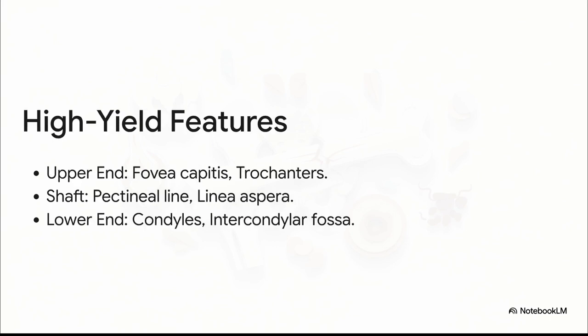Now, these specific bony landmarks, they're basically your ultimate roadmap. Up at the upper end, we've got the fovea capitis on the head, plus the greater and lesser trochanters. Along the shaft, the linea aspera is the absolute star, and it branches superiorly into the gluteal tuberosity and the pectineal line. Then, down at the lower end, you have those massive medial and lateral condyles, separated by the intercondylar fossa. And remember, these aren't just random bumps on a bone. They are critical anchor points for what we're talking about next.